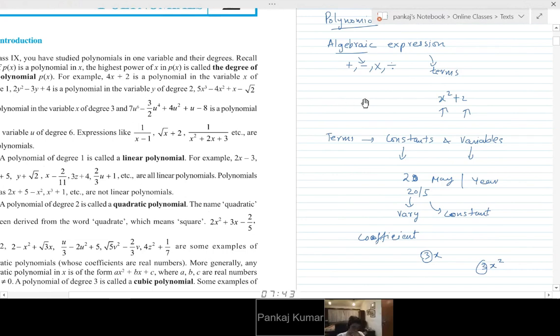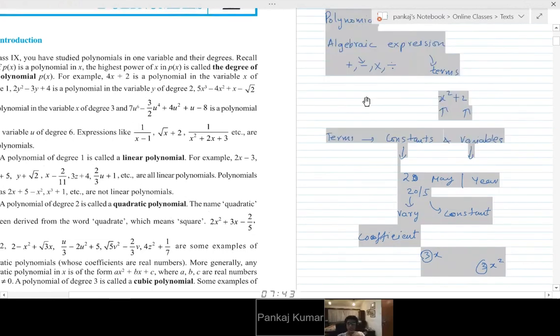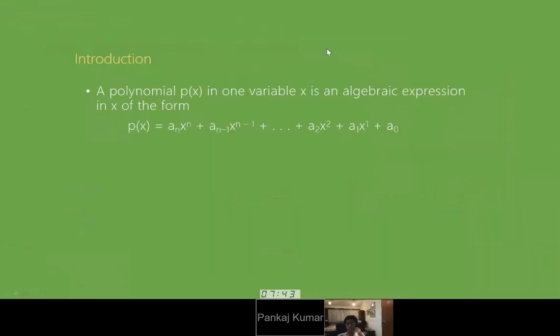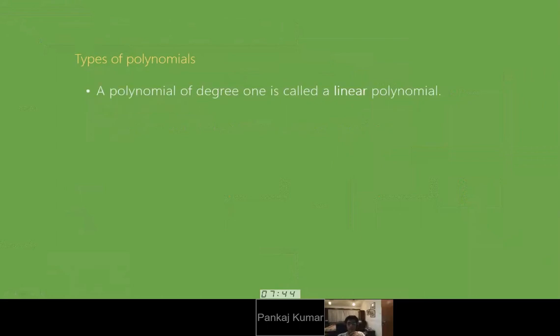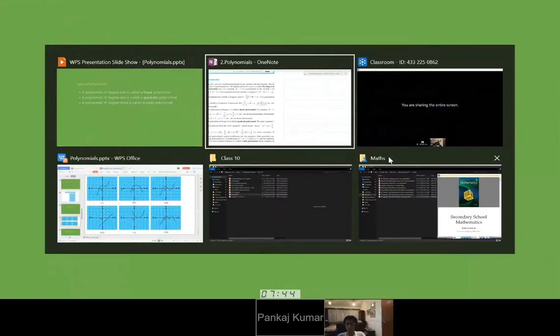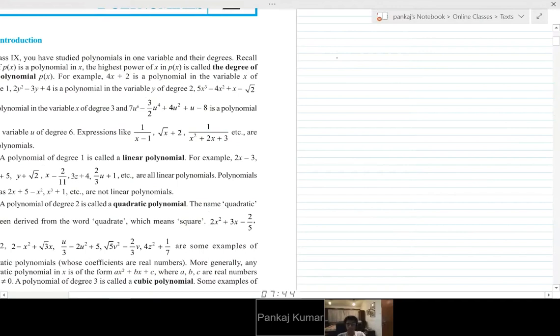What is degree? Degree is the maximum power of the variable. It is the highest power. So if we have x cubed plus 3x plus 2, what's the highest power? Cube. So the degree is 3.